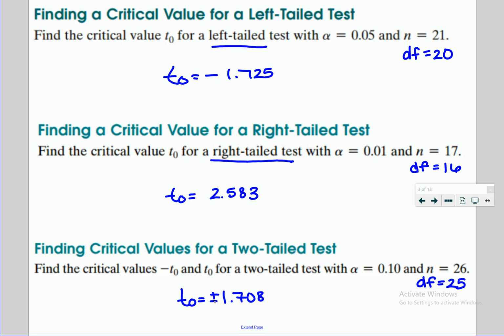Any questions calculating critical values? All right, you guys try the 3 on the next slide there real quick.